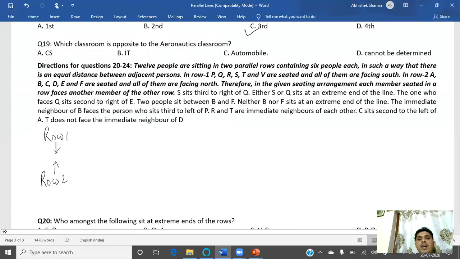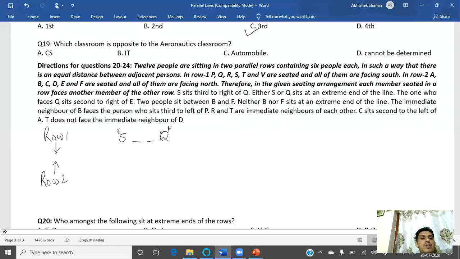If we check for S, S sits third to the right of Q and S is in row 1, that is facing toward south. So S sits third to the right of Q, that means S must be here, and after two places Q can be here because S is sitting third to the right of Q. Thereafter either S or Q sits at the extreme end of the line, so either this will be an end or this will be an end.